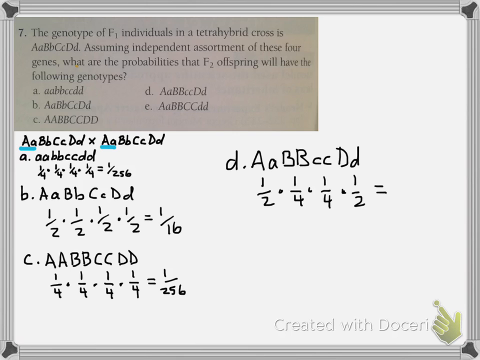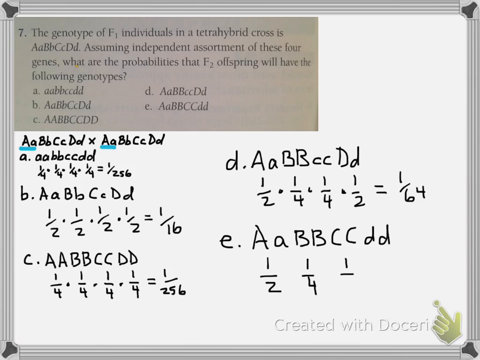And for the homozygous conditions, it's pretty straightforward. And then we end with a heterozygous genotype again, so it's 1/2 times 1/4 times 1/4 times 1/2, and that's going to give us 1/64. Okay, so we have a 1 in 64 chance of having an offspring like that.